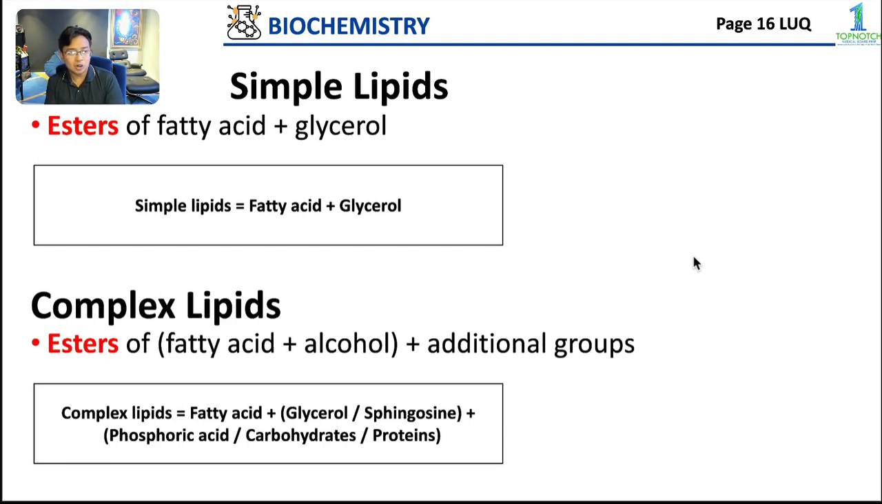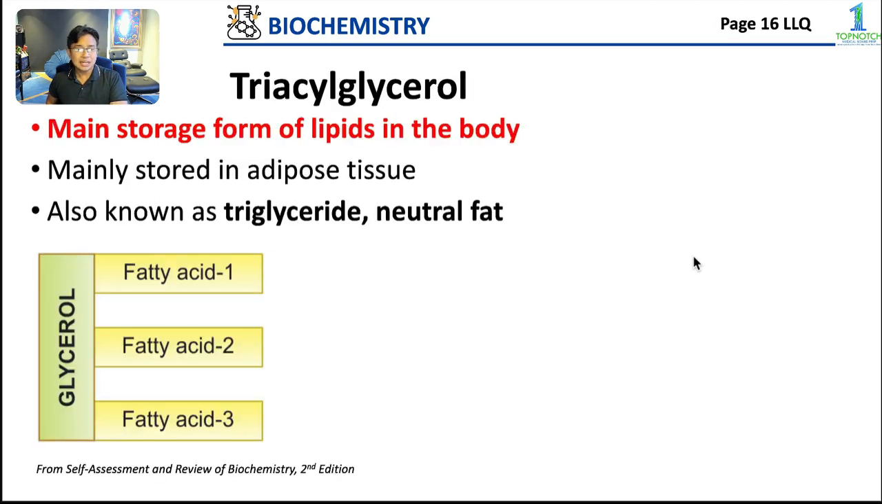While complex lipids are esters of fatty acid with an alcohol, which can be a glycerol or sphingosine, plus additional groups, which can be a phosphoric acid, carbohydrates or even proteins. Now, triacylglycerol is the main storage form of lipids in the body and mainly stored in adipose tissue. They're also termed as neutral fat or triglyceride and have the following structure. Kasi triacylglycerol, you have three fatty acids combined to a glycerol substance.